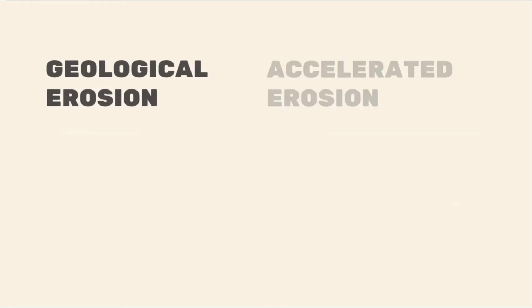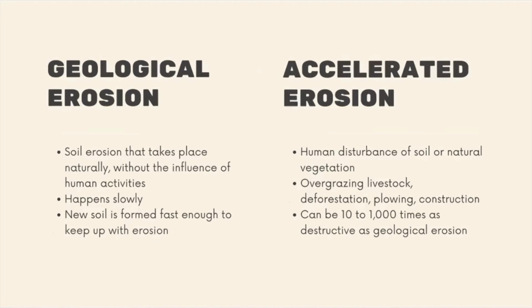So there's two main types of erosion, geological erosion and accelerated. So geological is basically soil erosion that takes place naturally without the influence of human activities, which happens slowly, and new soil is formed fast enough to keep up with the erosion. Whereas accelerated erosion is the human disturbance of soil or natural vegetation, which can include overgrazing livestock, deforestation, plowing, and construction, and this can actually be 10 to 1,000 times as destructive as geological erosion.